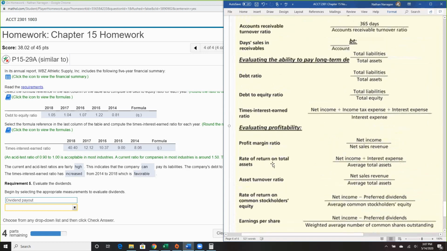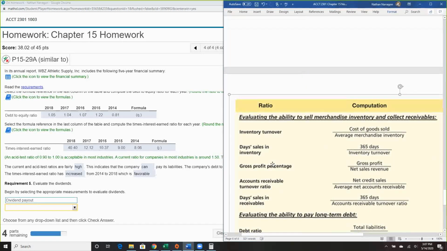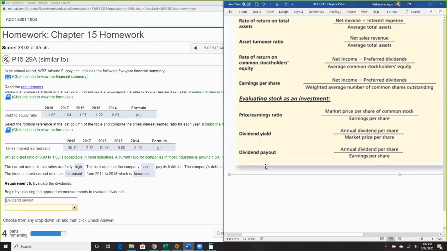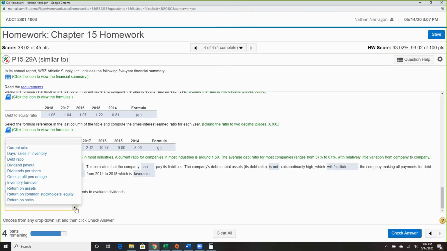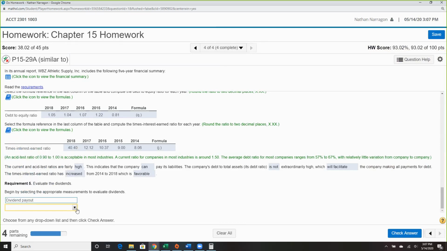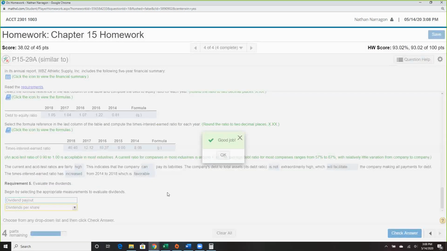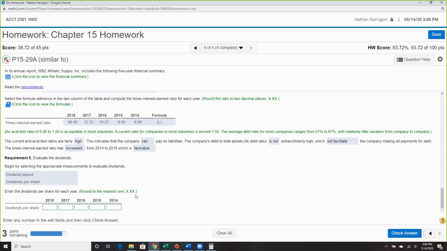Let's see, profitability, long term. Not given much here. I wonder if it's dividends per share. Is that the only other dividends that they're using? And that is. Okay, go for it. Awesome. Okay.